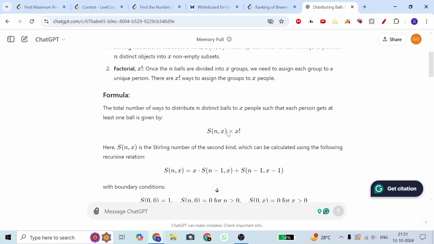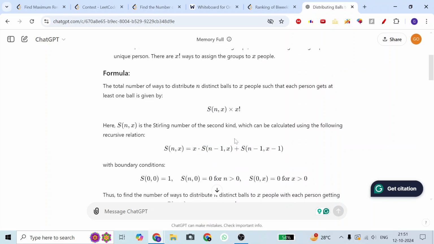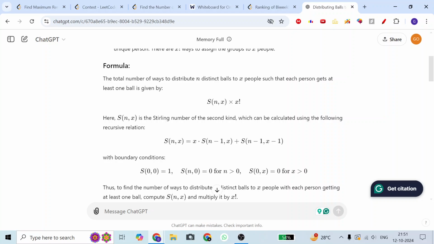Dividing n balls to x persons is some value S(n, x) into x factorial. Now what is S(n, x)? This is nothing but a Stirling number. So if we find the Stirling number S(n, x) and multiply it with x factorial, I will get my answer. And this is the formula for finding S(n, x). Okay, this is a mathematical formula. You don't need to learn how to derive it. You just know there is a concept of finding this, and you can just solve it.